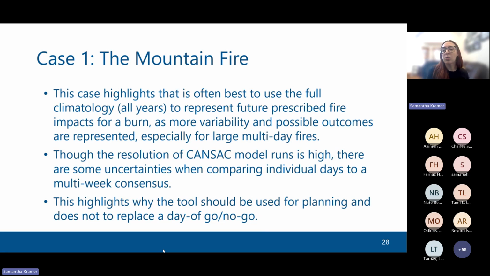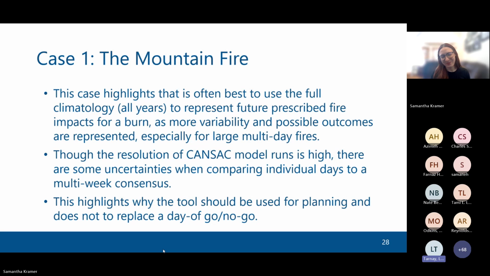You can also look at what the possible outcomes in terms of smoke transport are. And again, we encourage using all 20 years of the climatology so that you can represent all the possibilities. And this again highlights it's not a use for the good day of go, no go. And there are obviously some limitations. And Lee, I see you have your hand raised again.